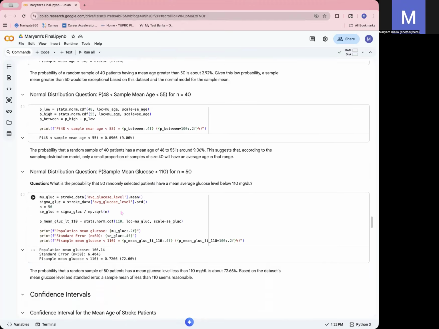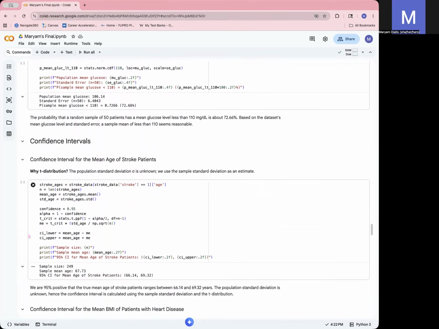And then lastly, I wanted to know what is the probability that 50 randomly selected patients have a mean average glucose below 110? And that came up to about 72.66%, meaning it's likely for a sample of that size to have a mean below 110.